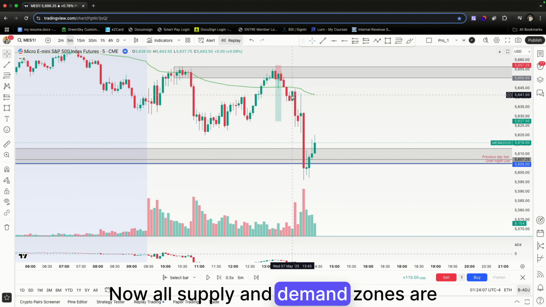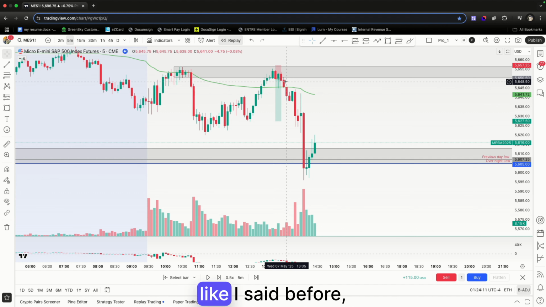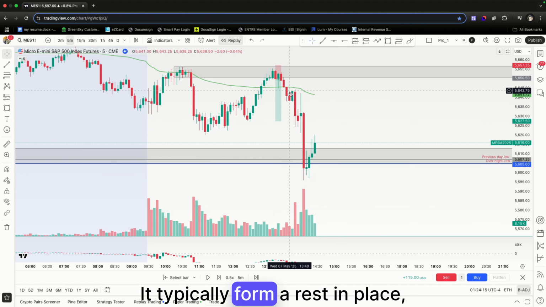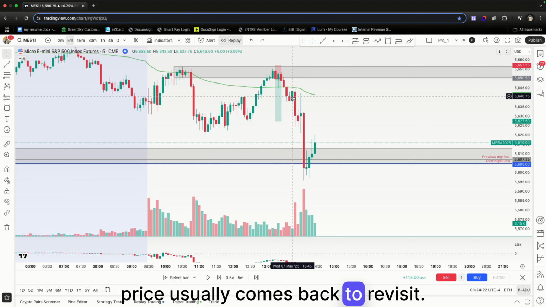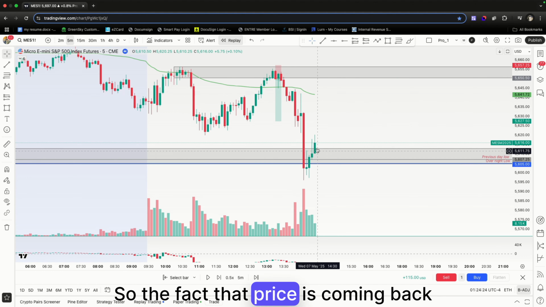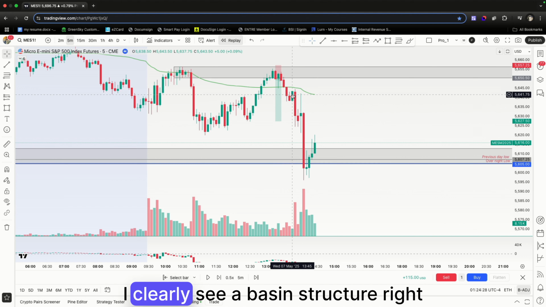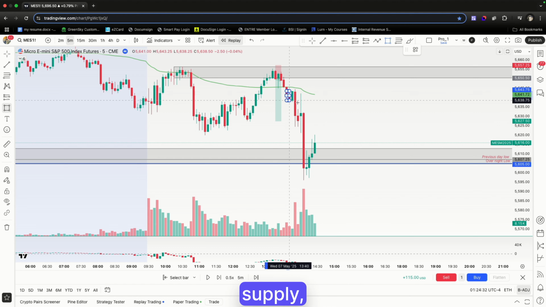In supply and demand, this is what we call a basin structure. Now, all supply and demand zones are basin structures, but like I said before, price never just runs away. It typically forms a resting place, a basin structure, where price usually comes back to revisit. So the fact that price is coming back out of my demand zone, I clearly see a basin structure right here. I'm going to say this is supply.